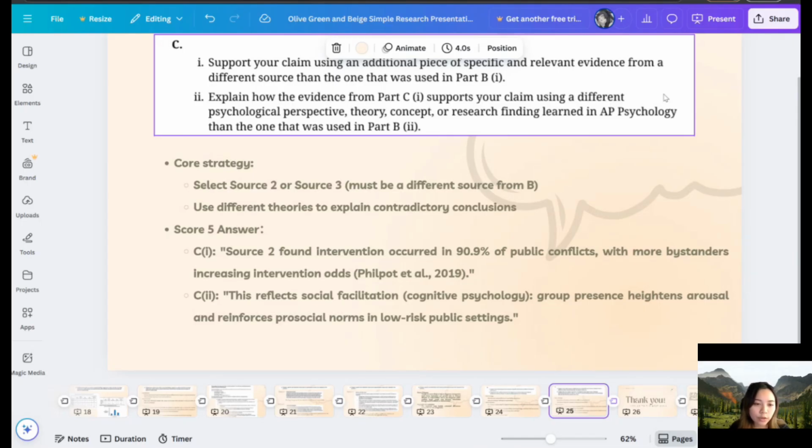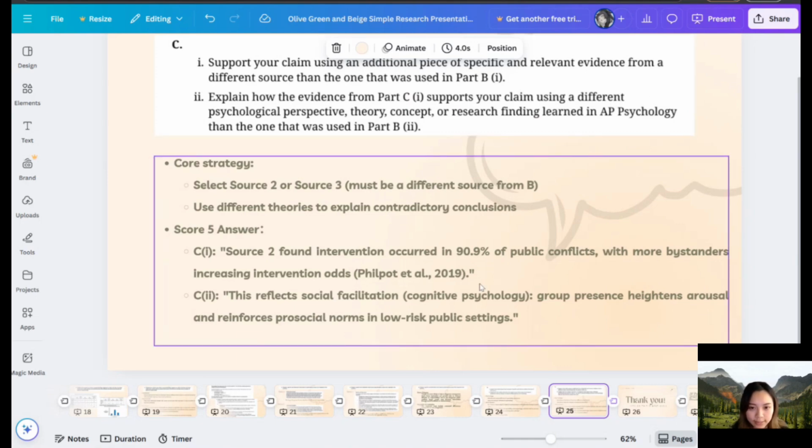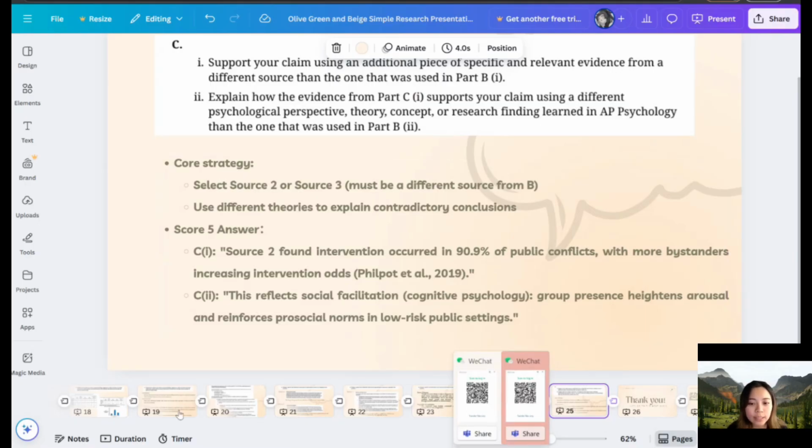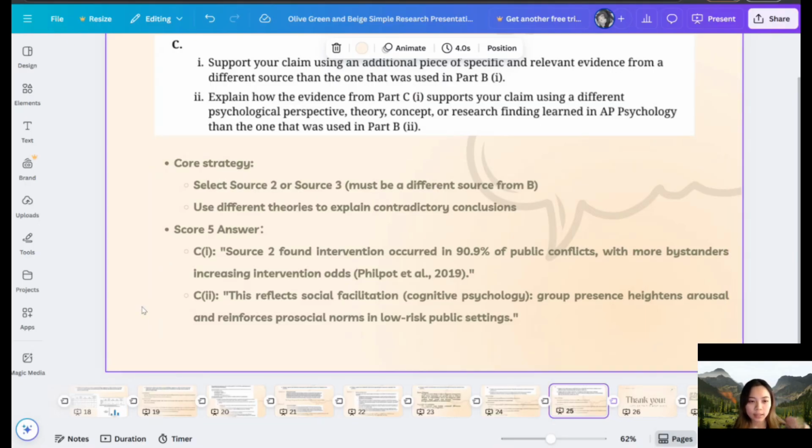So the score 5 answer for this one, the first part: Source 2 found intervention occurred in 90.9% of public conflicts, with more bystanders increasing intervention odds, with a citation at the end. Right? So really similar to part B. The first part, you need to use data to support. The second part, you need to find the concept or theory, and you need to explain it.